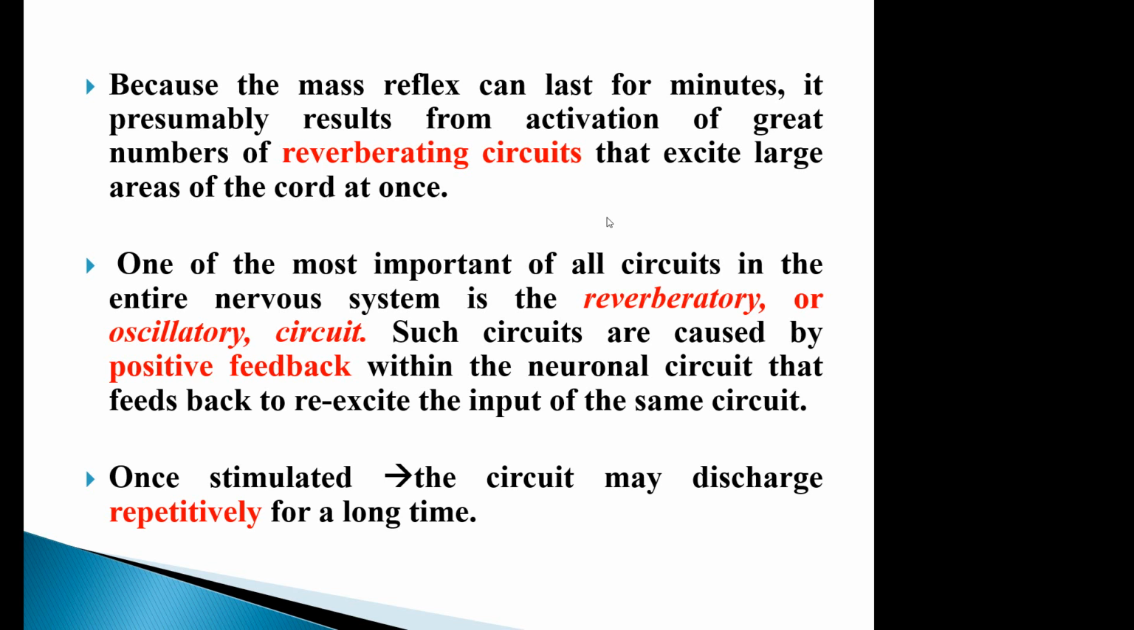One of the most important of all circuits in the entire nervous system is the reverberatory or oscillatory circuit. Such circuits are caused by positive feedback within the neuronal circuit that feeds back to re-excite the input of the same circuit. Once stimulated, the circuit may discharge repetitively for a long time.